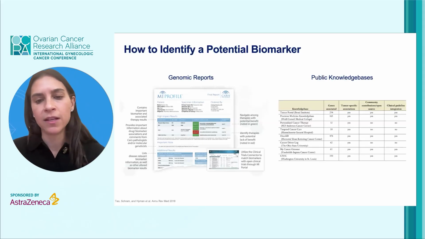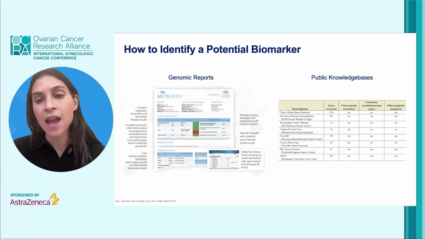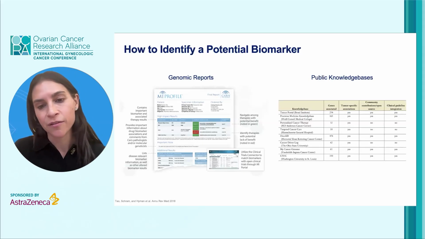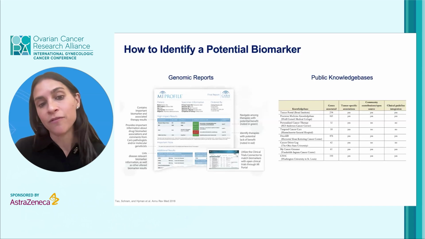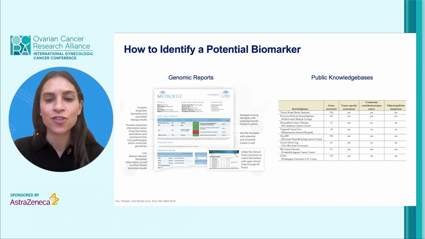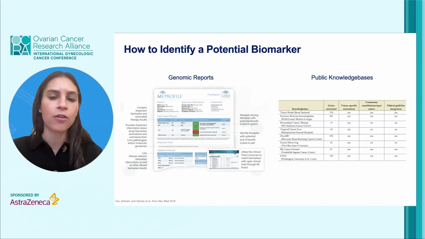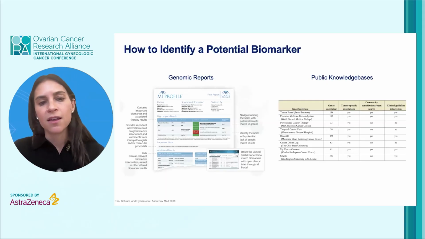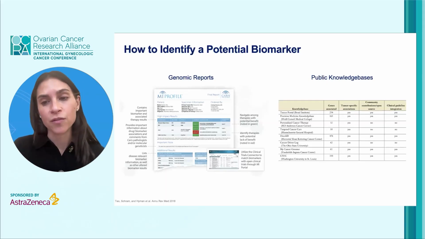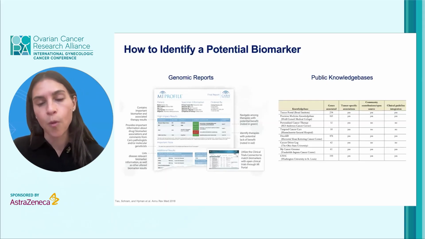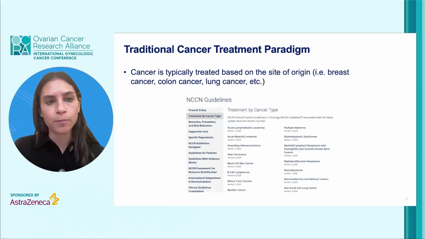On the right, you see an example of some public knowledge bases. This is just a long list of public knowledge bases that you can find online, where you can type the mutation in and see, what does this mean? Are there treatments that target this? Is there some kind of therapeutic implication for the results of my genetic report? So that is also available.